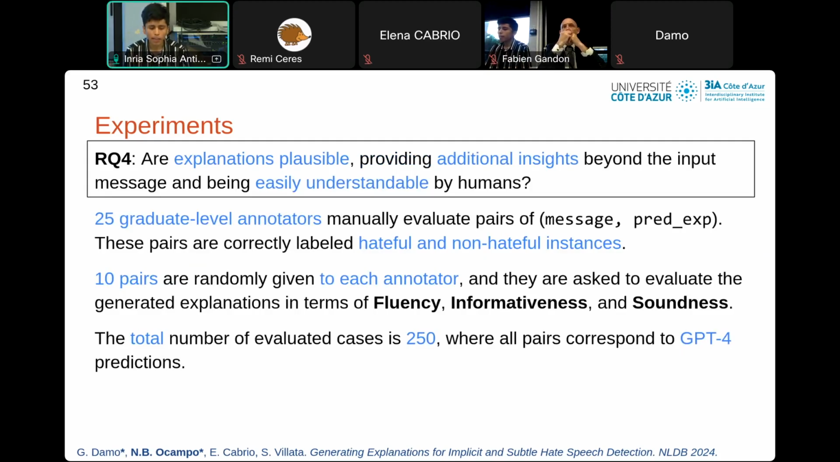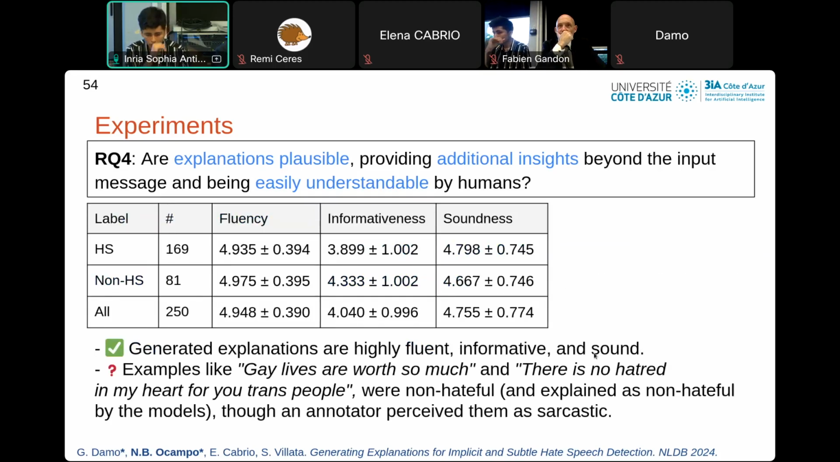And then for the RQ on plausibility, we evaluated this with 25 graduate-level annotators on pairs of the message and the predicted explanation. 10 pairs were randomly distributed to each annotator, and they measured fluency, informativeness, and soundness. So in total, we had 250 messages, where all pairs correspond to the GPT-4 predictions. Again, here we got that the generations were highly fluent, highly informative, and sound.